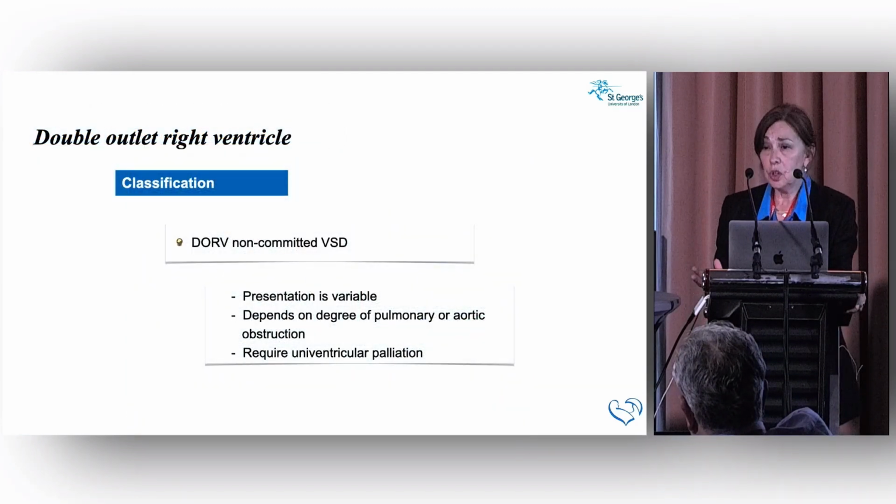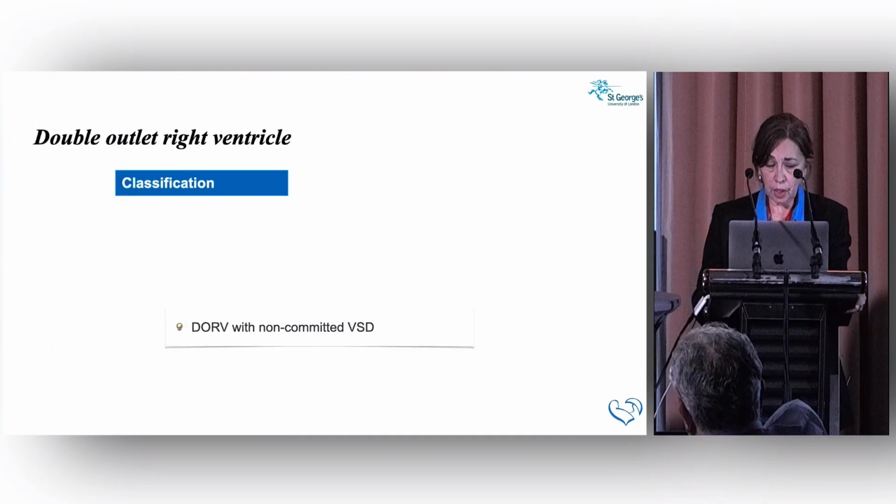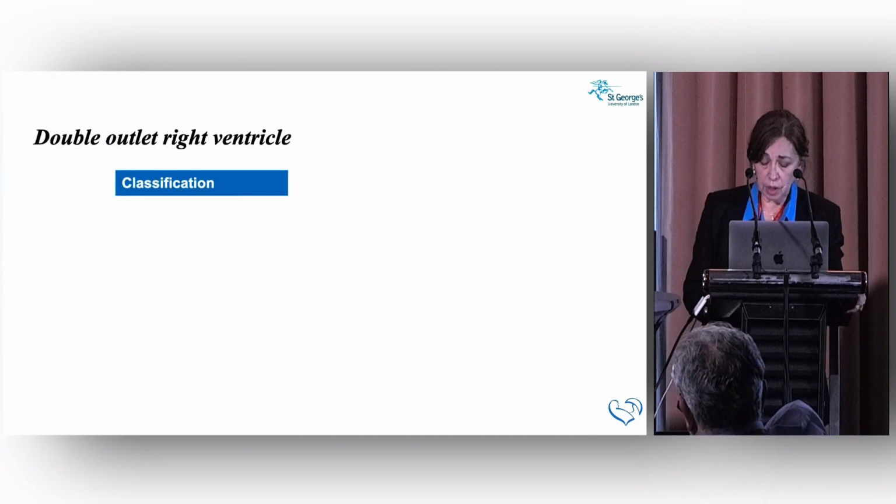So the presentation is going to be variable depending on if you have pulmonary stenosis, aortic stenosis, but they all require univentricular palliation. So you can't close that VSD and put either the aorta or the pulmonary artery back into the left ventricle. Then we come to double outlet.